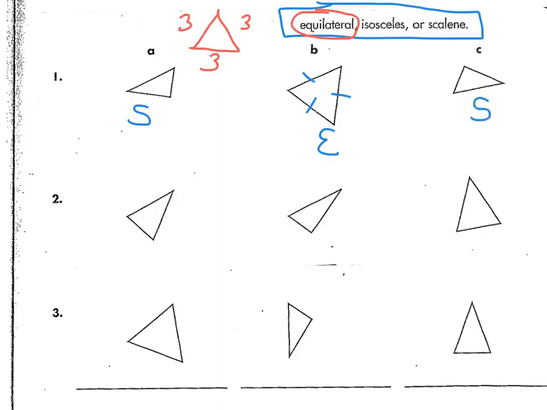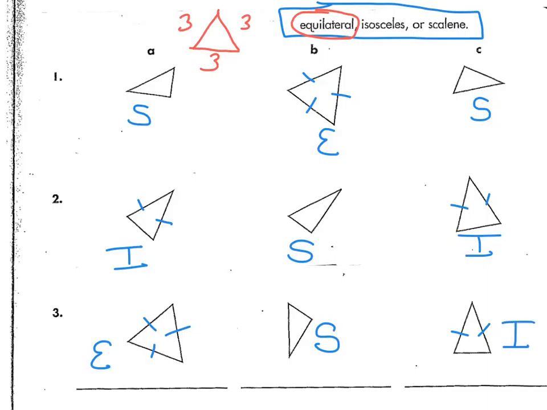In number 2 here, it appears to me that these two look the same, so this would be isosceles because it has two that are the same. This one looks like all three are different, so that would be scalene. This one looks like it has two that are the same, so that would be isosceles. This one looks like it has 3 that are the same, so that would be equilateral. This one looks like they're all different, so that would be scalene. And this one looks like it has 2 that are the same, so that would be isosceles. So that's how you classify a triangle based on its side lengths.